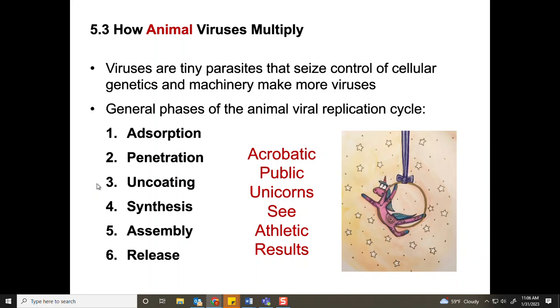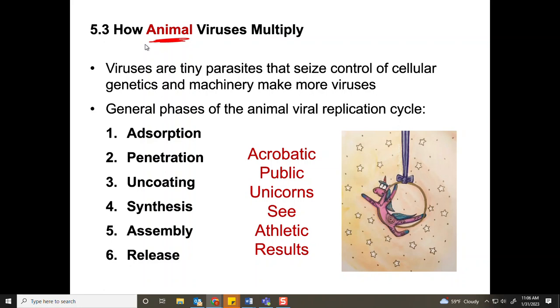Alright, so next we're going to now describe how animal viruses multiply. And listen up, because it gets a little crazy in this next section. I feel like this is probably one of the harder concepts in micro from what I have experienced so far teaching it the past several years. So get your coffee. Viruses are tiny parasites, again, that seize control of a cell and its machinery to make more viruses. And what we're going to describe first is how animal viruses multiply. So we're talking about animal viruses right now. Remember, there's other types. We have bacterial viruses, plant viruses.